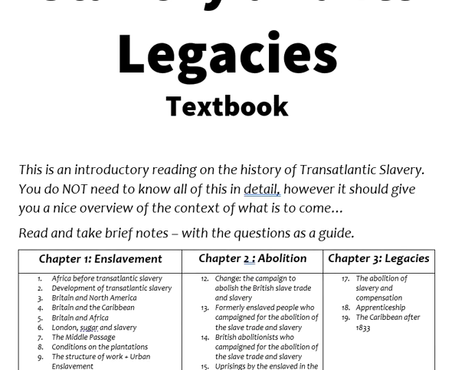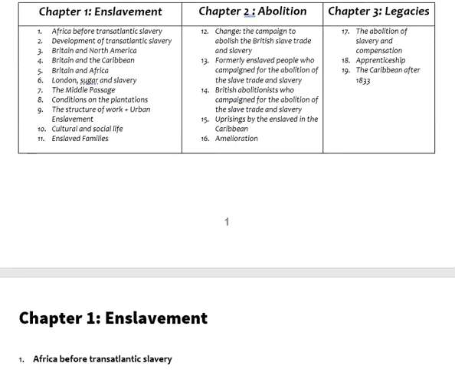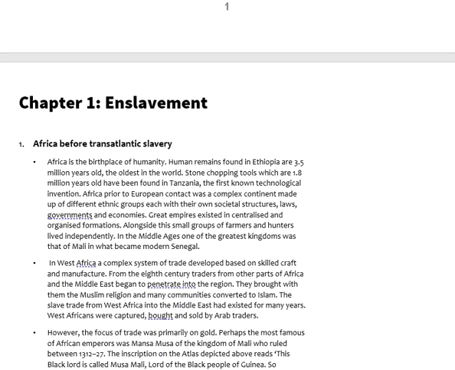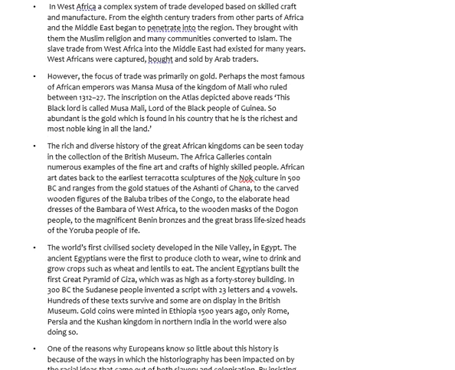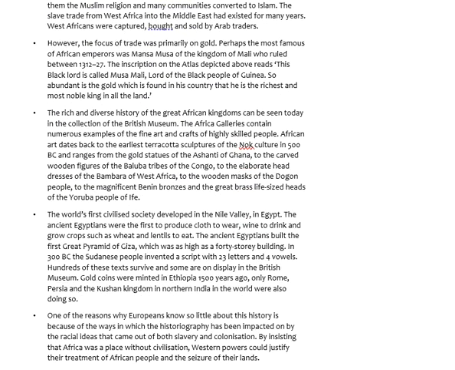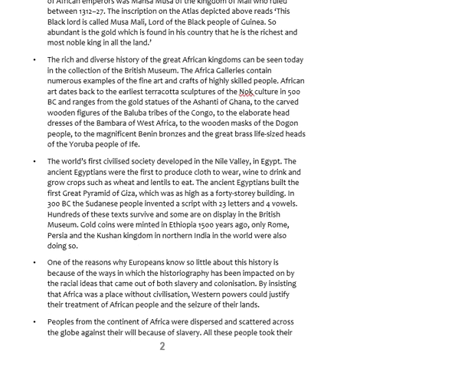There are three chapters here, three sections that we're going to be referring to a lot of the periods, but these are broken down into enslavement, abolition, and legacies. So, section one, or chapter one, enslavement, Africa before transatlantic slavery. And there's a lot to read here, really important stuff, interesting stuff, some stuff that might build on what you learned, hopefully at Key Stage 3.